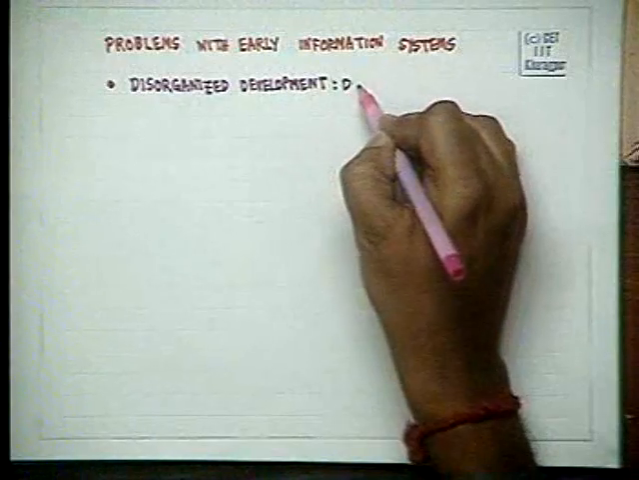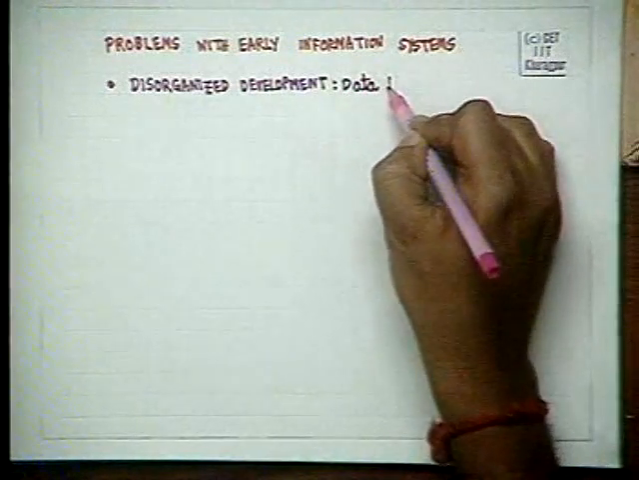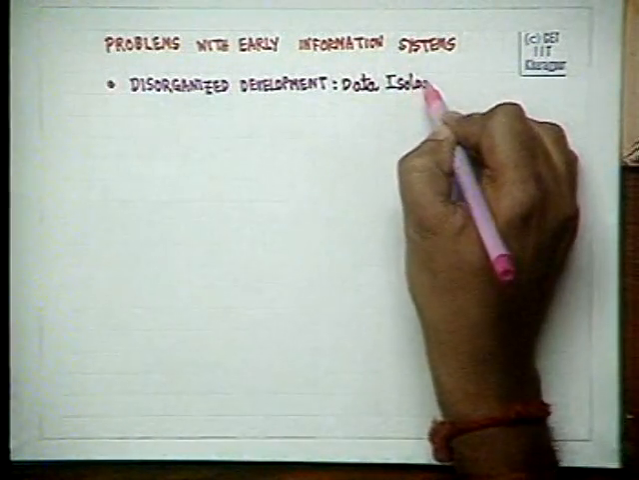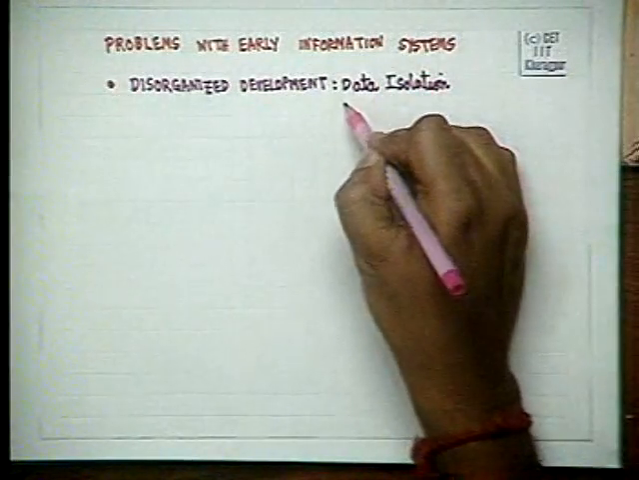This is the core reason related to disorganized development. And it is not that if there was organization in the development it would have been done. It is an inherent problem because there was no conceptual build-up of what information I want. There was no formalization of what sort of information I really want. And this data isolation and data redundancy were two major problems which cropped up here.